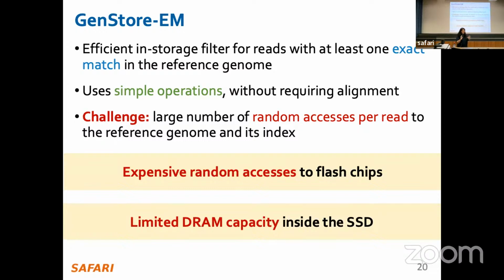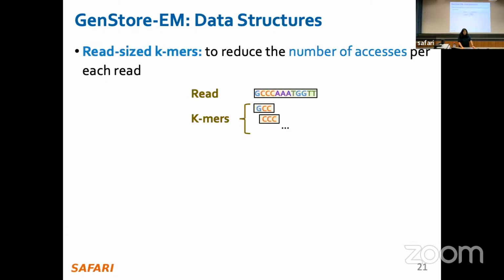So usually each SSD typically has like 1 gigabyte of DRAM for every terabyte of storage capacity. So that is a challenge that we aim to solve. So let me talk about two ideas in designing the data structures.